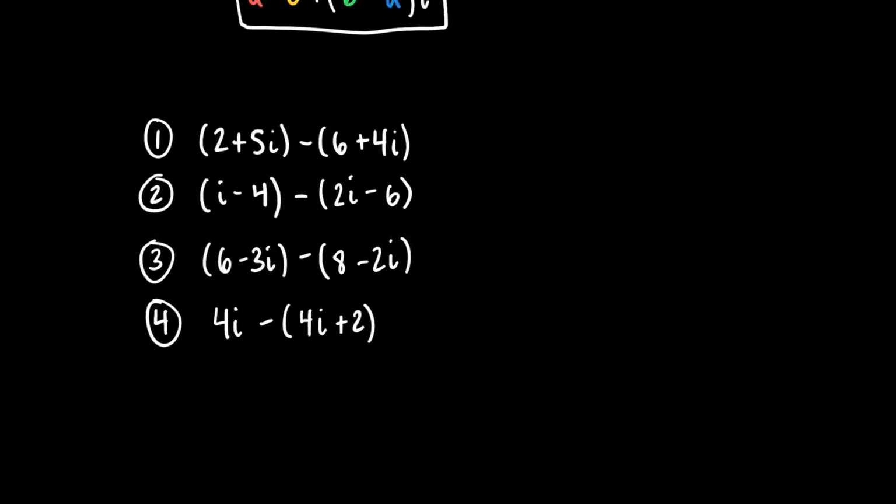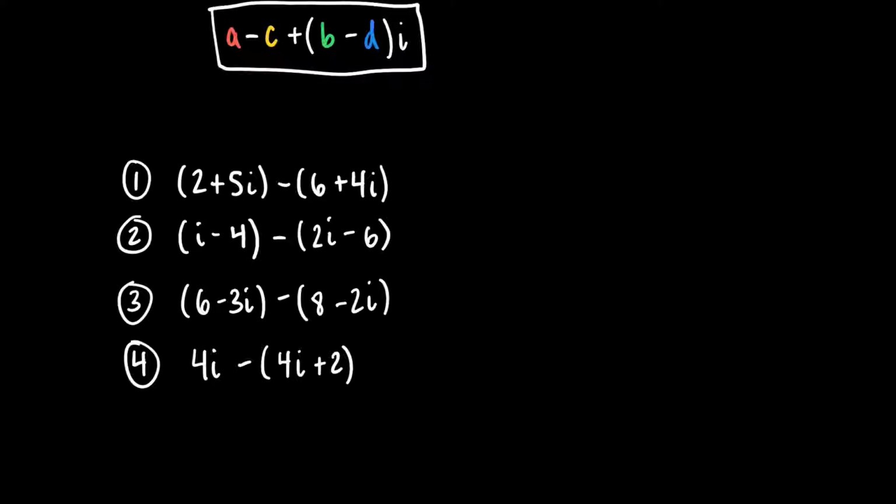All right, so 2 plus 5i minus 6 plus 4i. So I'm just going to say this is 2 plus 5i, and it's going to be minus 6 minus 4i. That negative has to go to both parts here. Now we can collect. It's basically adding from here. So 2 minus 6 is negative 4. And then 5i minus 4i is plus 1i. I'm just going to write i there.